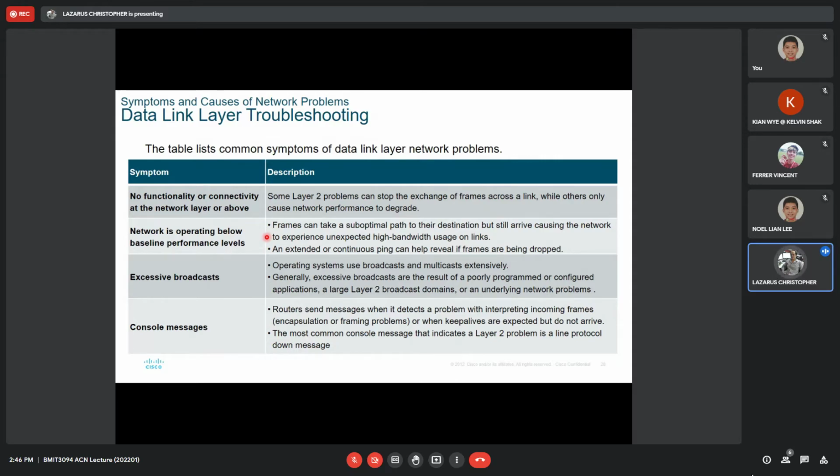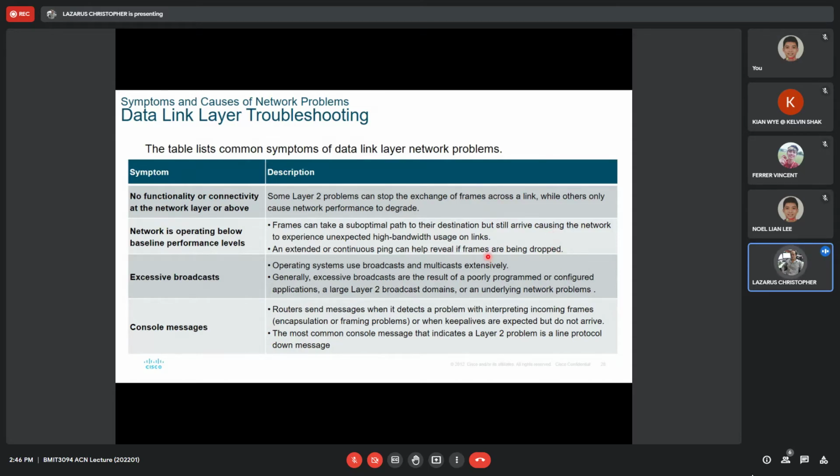Remember that STP also tries to choose the best path and disable the secondary path. If the other path goes down, it will start to choose the secondary path, which is not as fast as the initial path. Again, that could happen. Then your network is performing below your baseline performance, right? And if frames are being dropped, if it's TCP, then you will start to notice that your network is becoming slower and slower.